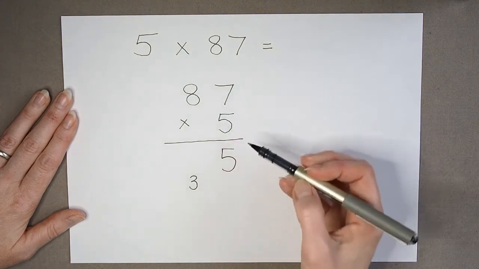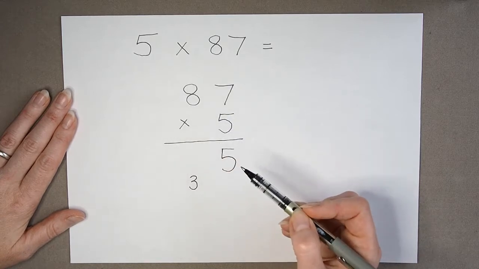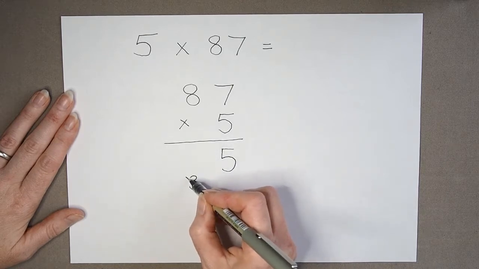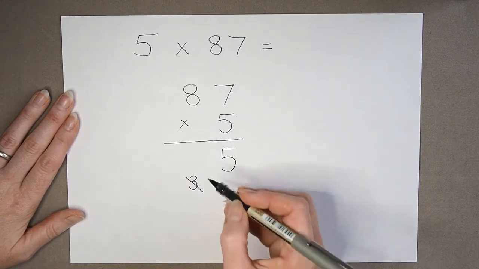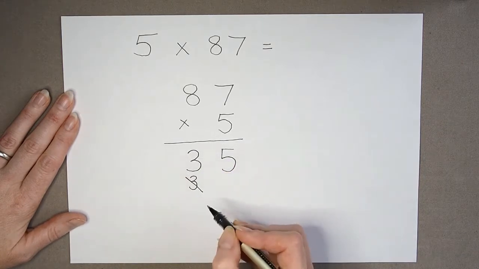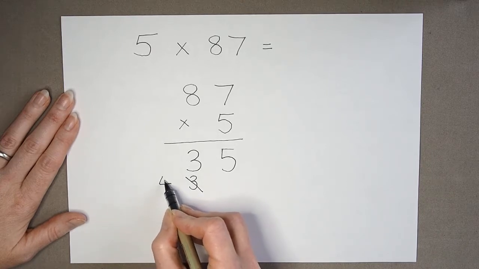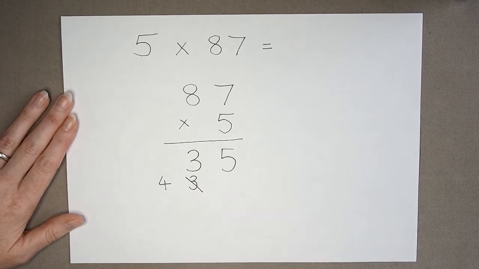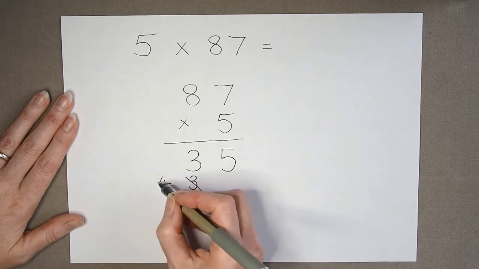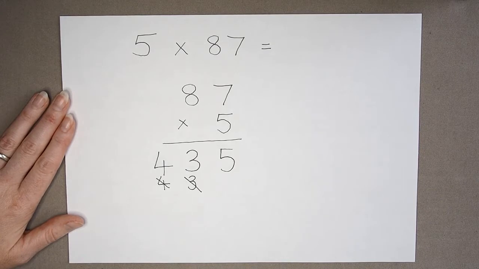Now I can move on to my tens column. 5 multiplied by 8 is 40. And I need to add on these extra 3. So I've got 43 tens. So I can write the 3, and I could carry the 4 down to here, into my hundreds column, but I haven't actually got anything else to calculate, so I can just write my 4 straight in this column to get my answer.